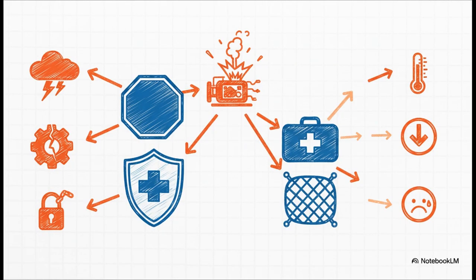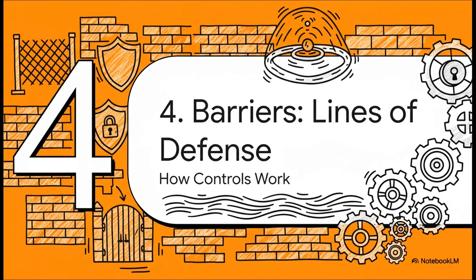On the left side, between the threats and the event, we put our preventive barriers. Their job is to stop a threat from ever causing the top event in the first place. Then, on the right side, we have our recovery barriers. Their job is to soften the blow and reduce the consequences if the event does happen. It's a complete strategy all in one visual. So let's zoom in on these defenses.